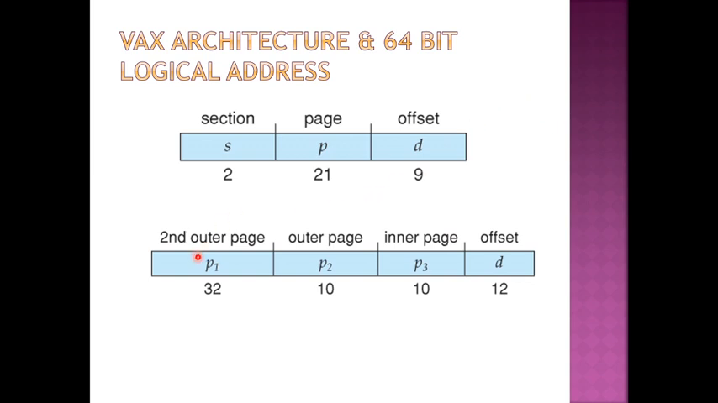Similarly, we can see here that a 3-level architecture has been provided for a 64-bit logical address. Whatever we have discussed till now, we saw in a 32-bit address space, but this is a 64-bit address space. So now here the outer table will have 32 bits, then the inner table will have 10 bits, then the innermost table will have 10 bits, and then finally the offset will have 12.